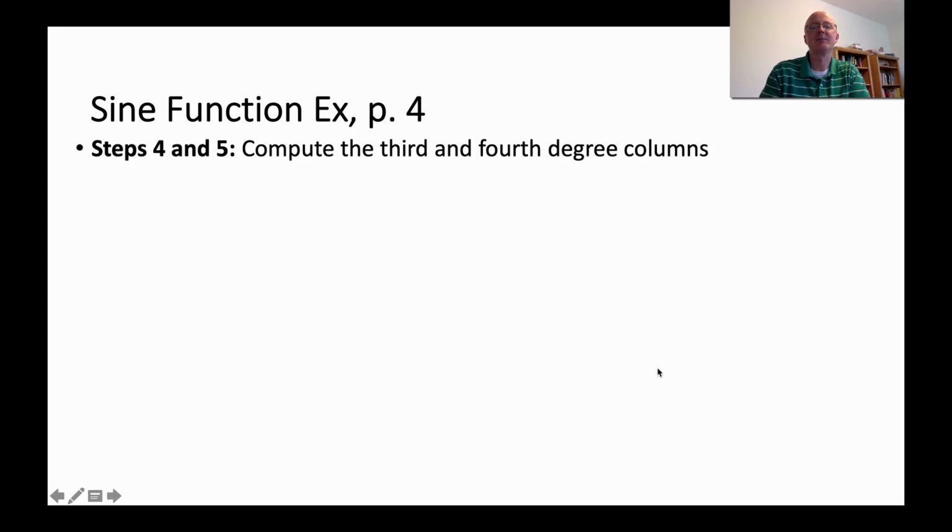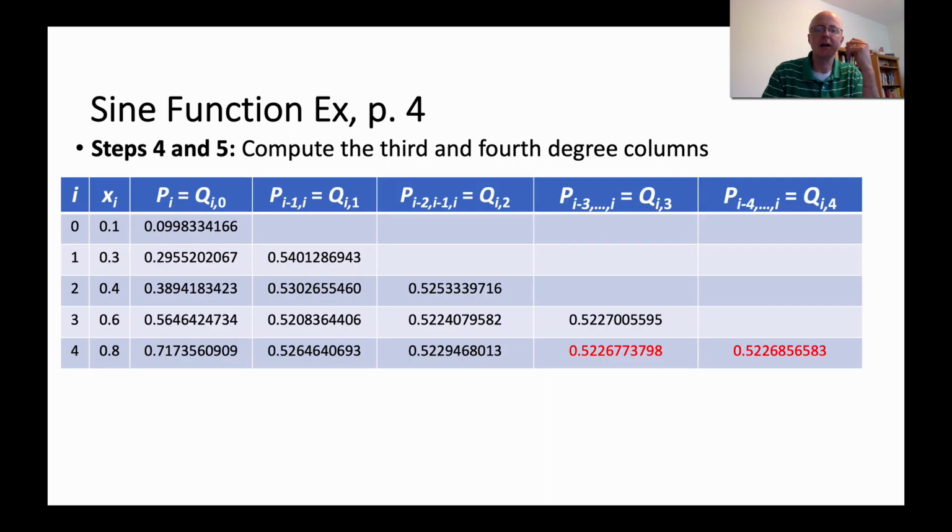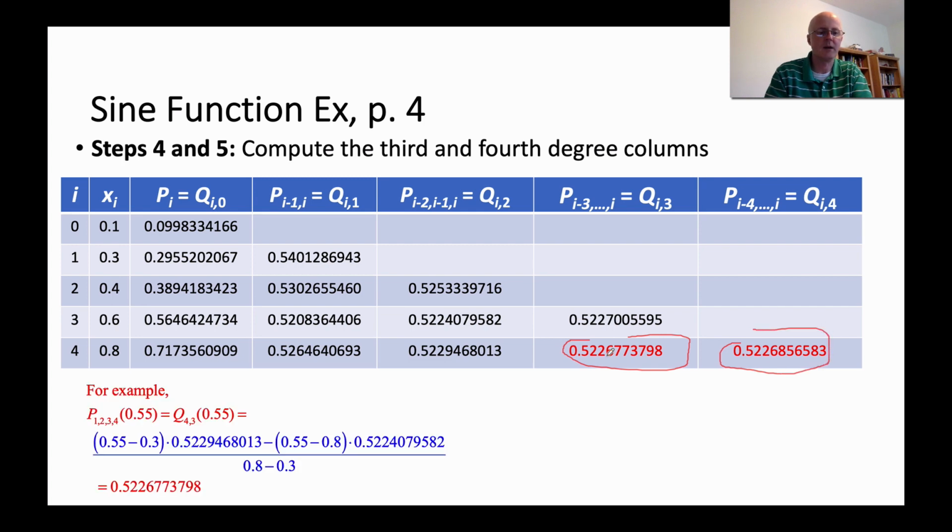Let's go on to steps. I'm going to combine steps 4 and 5 into one slide here. Compute the 3rd and 4th degree columns. And here's what I get. And I'm going to highlight the red ones again. This one here and this one here. Down here, for example, P1234 of 0.55 is going to be this number. You see it matches here, and notice how it's constructed.